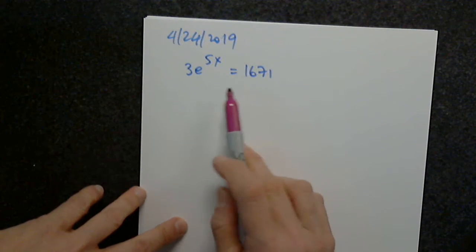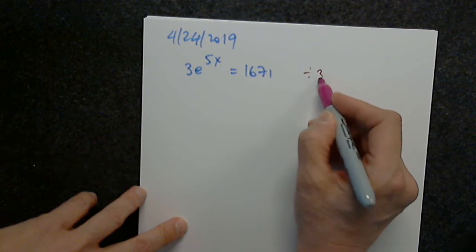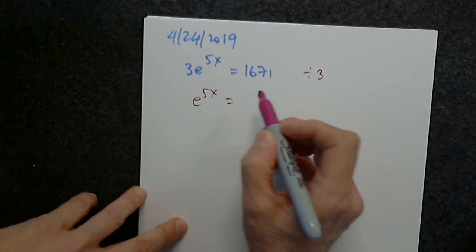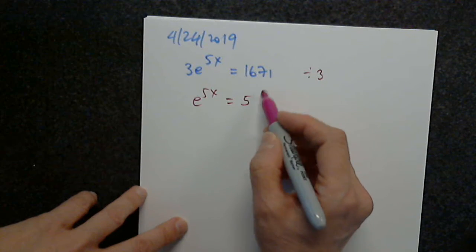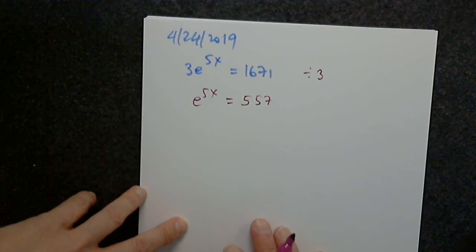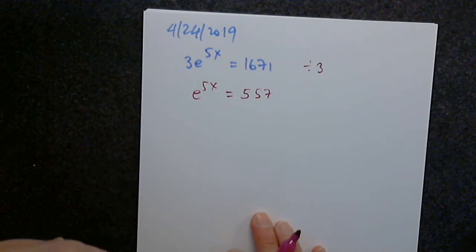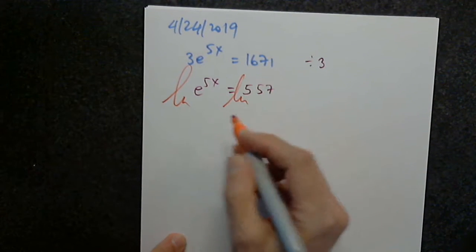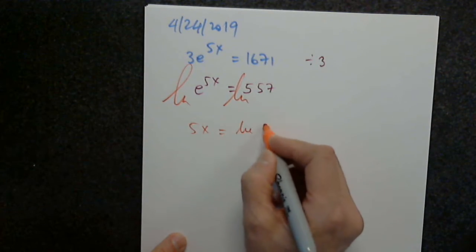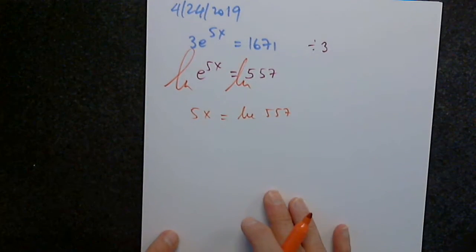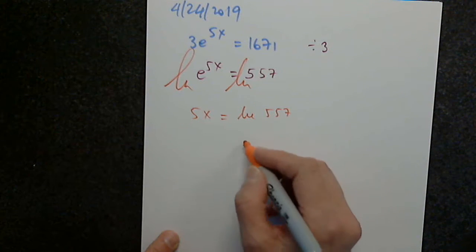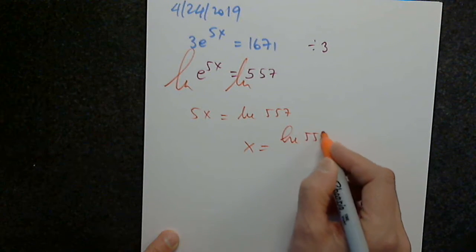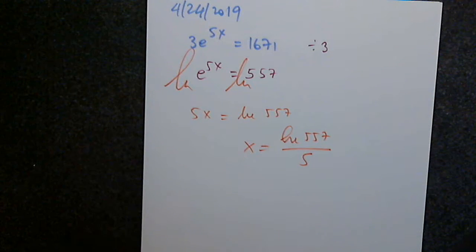So first of all, I will have to divide both sides by 3. So this is e to 5x equals 557. And can anyone tell us what to do next? After we simplify both sides and we divide both sides by 3, we have to apply natural log. Very good. So this is 5x equals natural log 557. And we divide by 5. x equals natural log of 557 divided by 5.